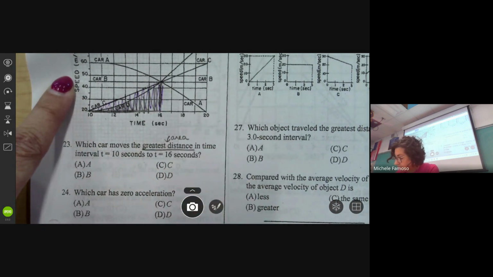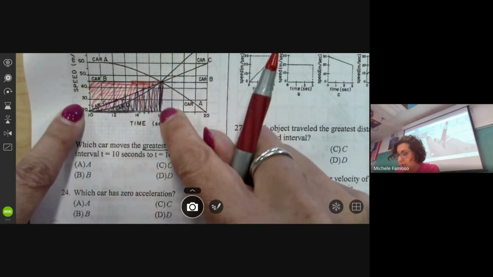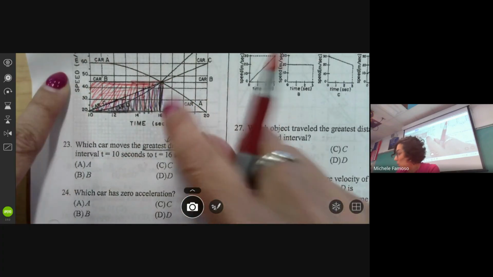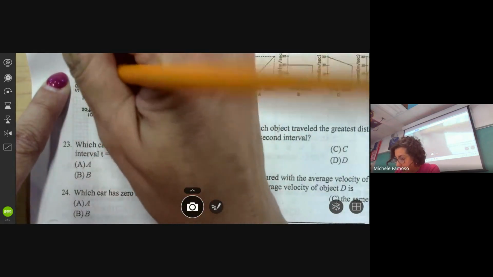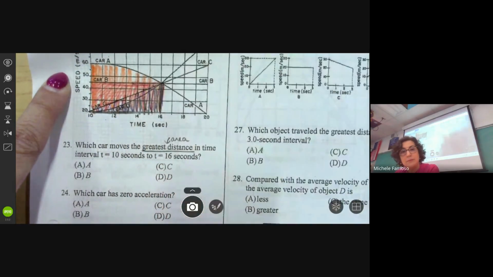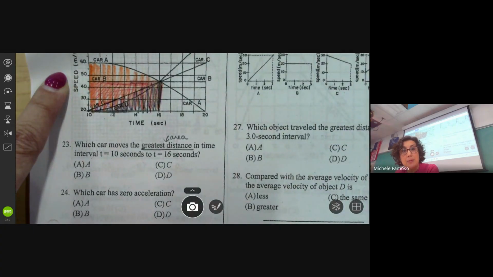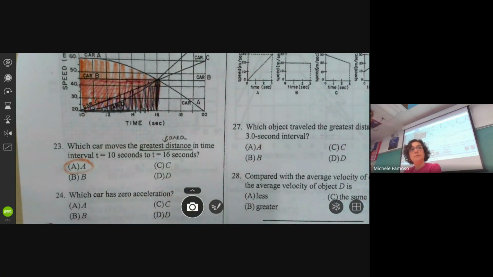There's B. I got to shade all the way down to the horizontal axis. There's B. That travels even more distance. What about A? There's A, which means I would shade in all the way down for A. Which one gives me the biggest shape? A. Therefore, it is car A. Again, you don't have to calculate anything.